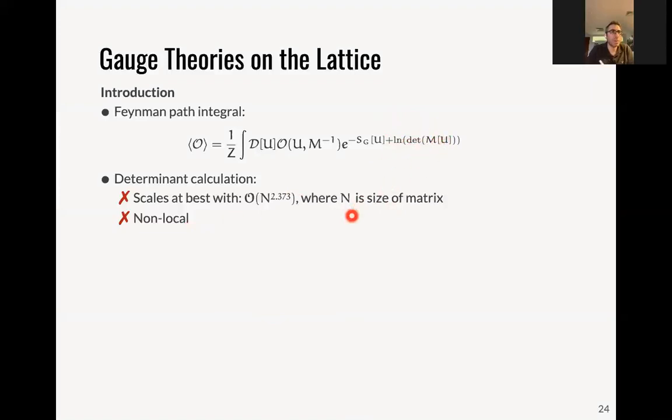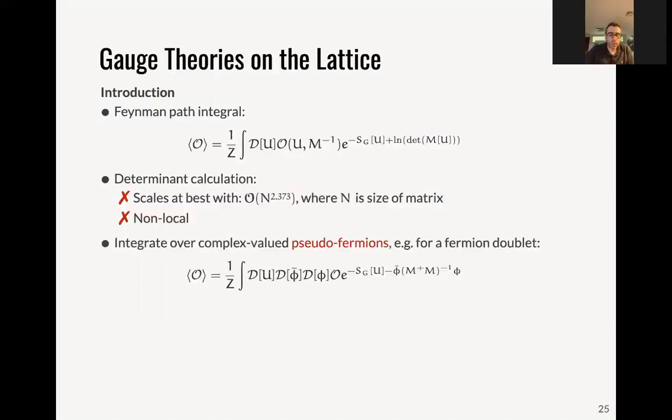This is an issue because the determinant of a matrix is non-local. Any change of U at any point will change the determinant non-locally, and also the calculation of the determinant of a matrix of size N scales at best with N squared. So what we can do in this case is introduce pseudo fermions. One can show that the exponent of the logarithm of the determinant is equal to an integral over new complex valued integration variables, phi and phi bar. When you integrate over those variables, you obtain the logarithm of the determinant of M.